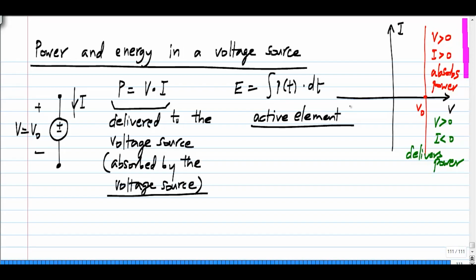Meaning it is not passive. So, a voltage source can be arranged to absorb power, but it also can be arranged to deliver power. Okay. So, it is not passive when it is operating in the fourth quadrant. This will be clear by looking at a few examples.